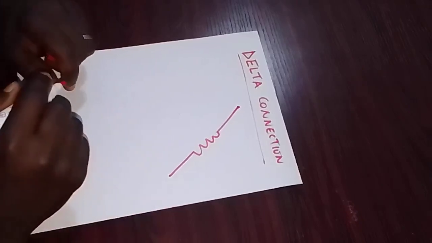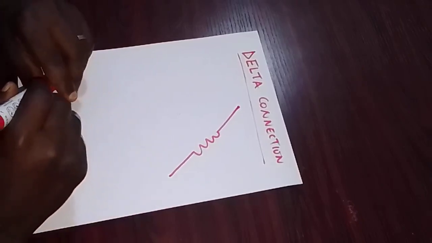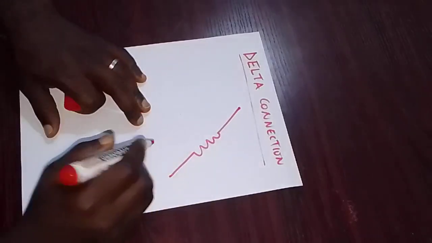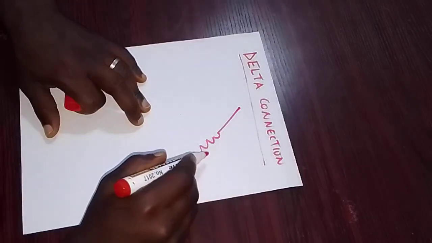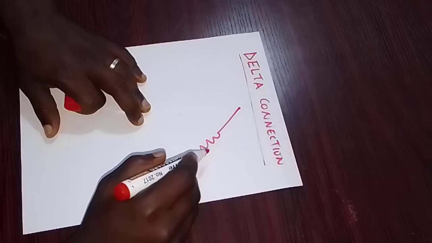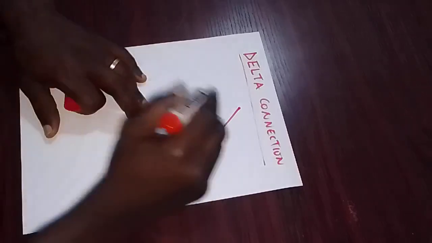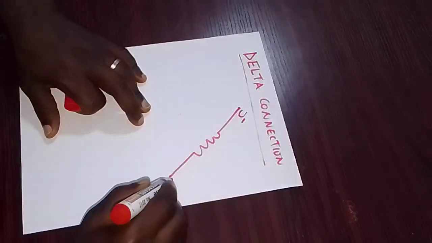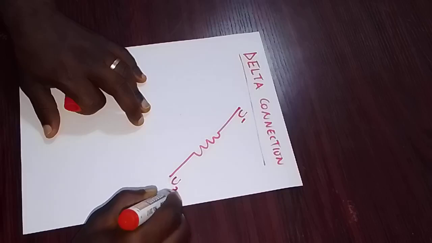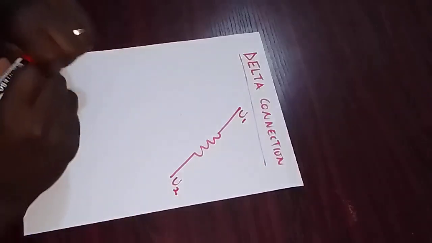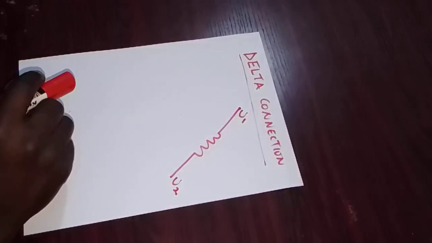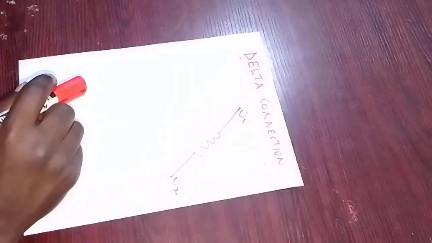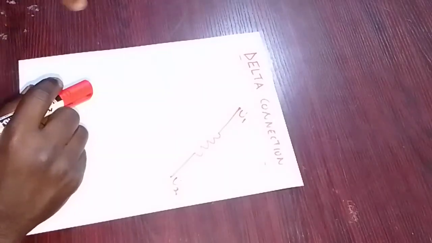So first, like I said, we have one of the windings here. We'll call it the first winding, the U winding. So the start, we call it U1. The end here, we call it U2. The delta connection is in such a way that the three windings are connected end to end.